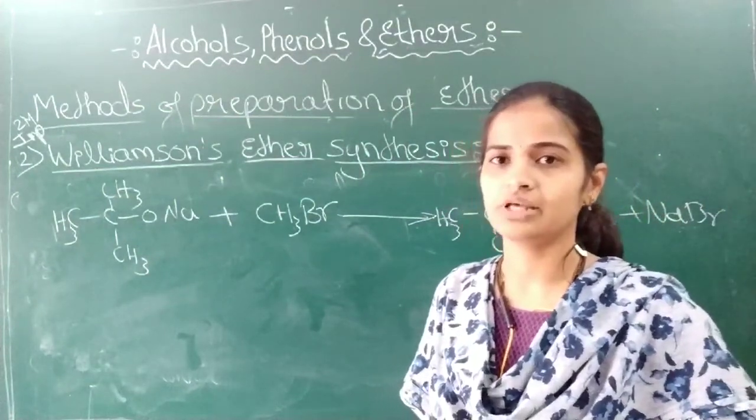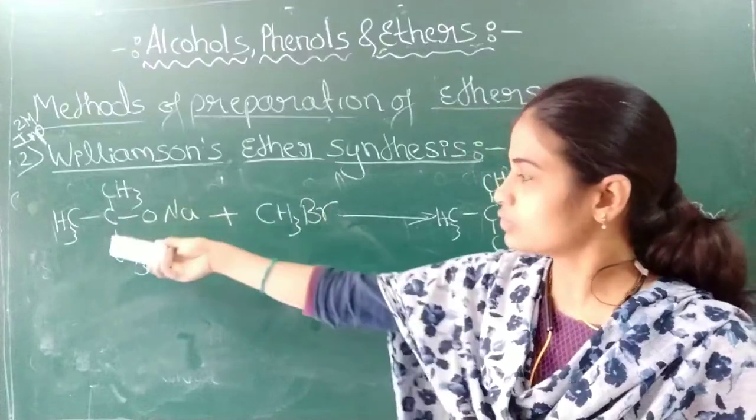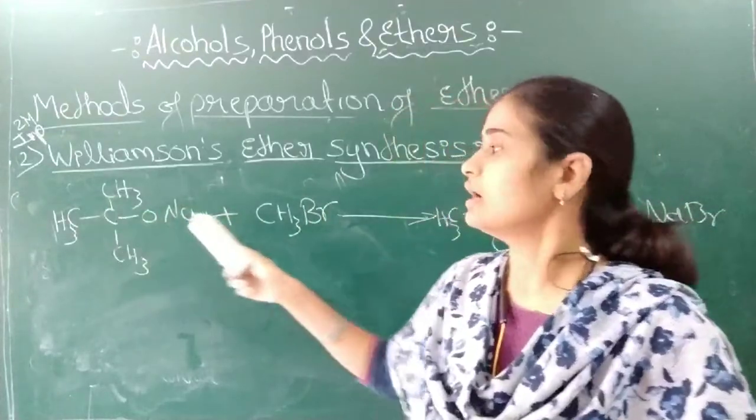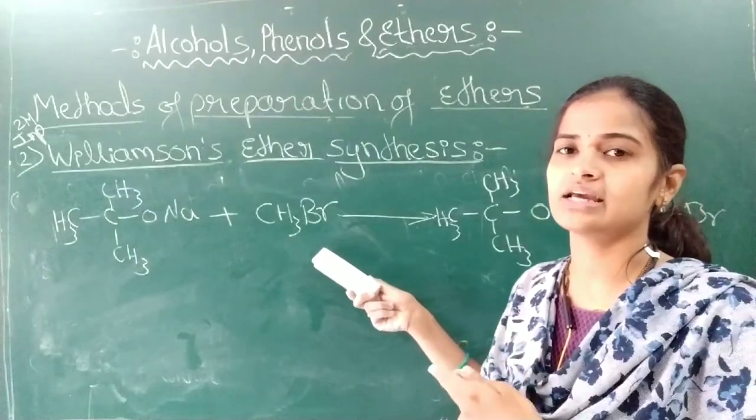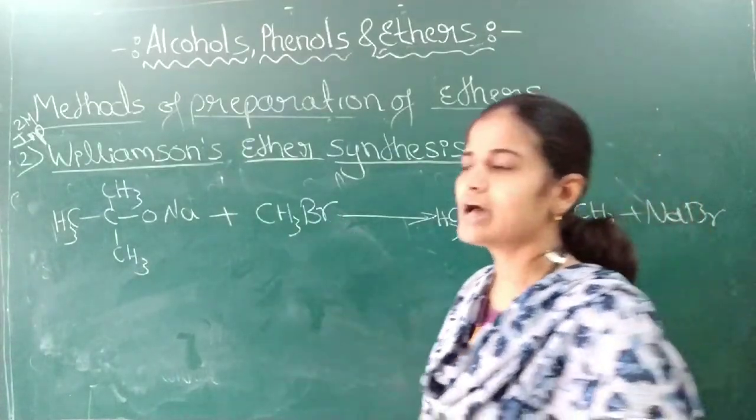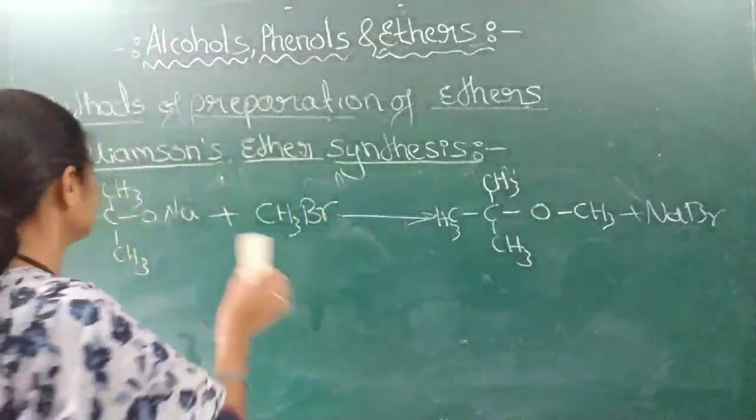So, you can observe whenever I am using the Williamson's ether synthesis method for the preparation of the ethers, I am taking only primary alkyl halide. Even though I have taken the tertiary group here, I have not changed this. I have always taken primary alkyl halide. But now the question arises, what happens if we take the tertiary alkyl halide?